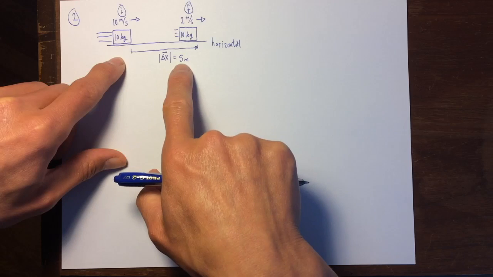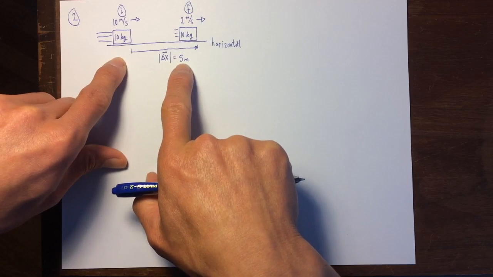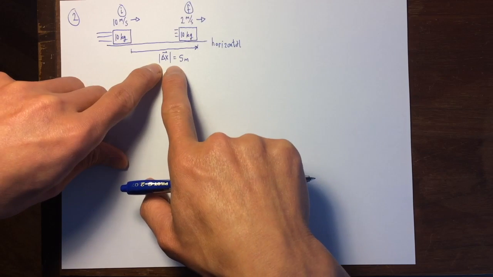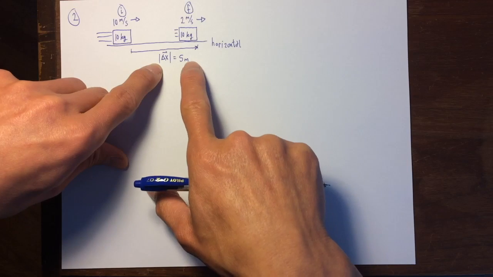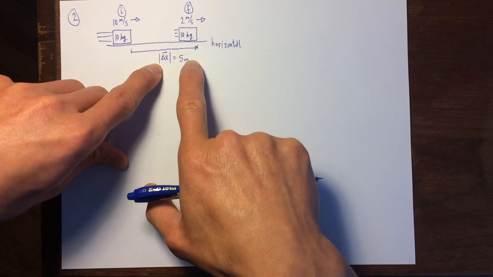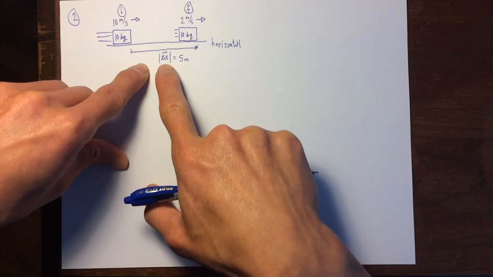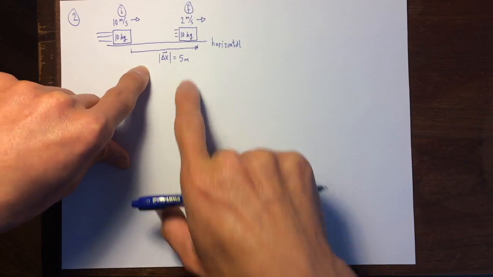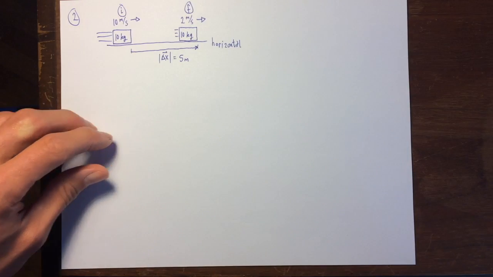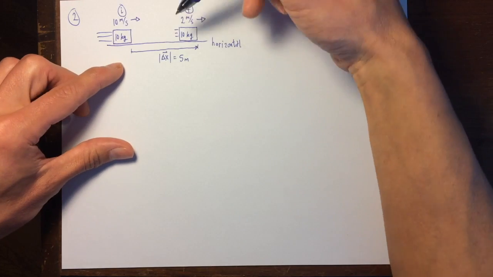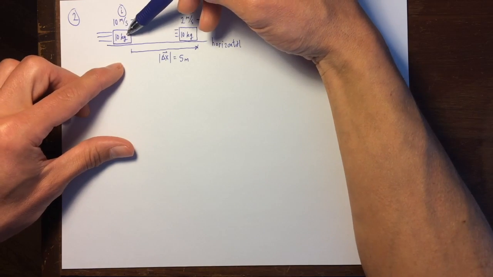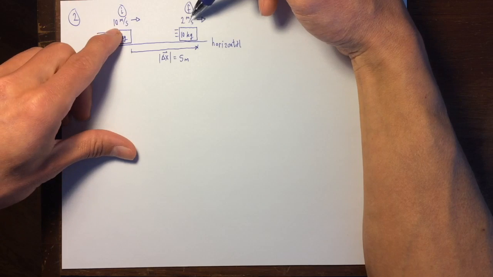But it's a displacement vector, 5 meters long. And so I put the little absolute value magnitude bars so that I don't need to also list the direction of the vector. So this is just the magnitude of the displacement vector. Yeah, so obviously this object has slowed down.